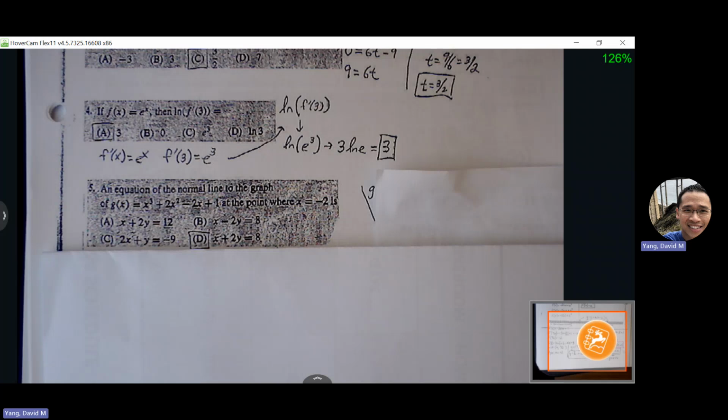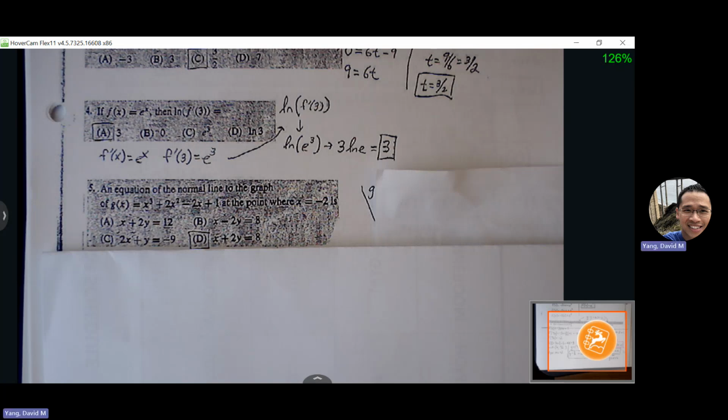Number 5, equation of a normal line. So again, normal line means perpendicular. So our strategy is let's find f prime. Let's find f prime negative 2. Figure out what that slope is at that point, and then make the adjustment, create the slope that is perpendicular to it, which is opposite reciprocal.